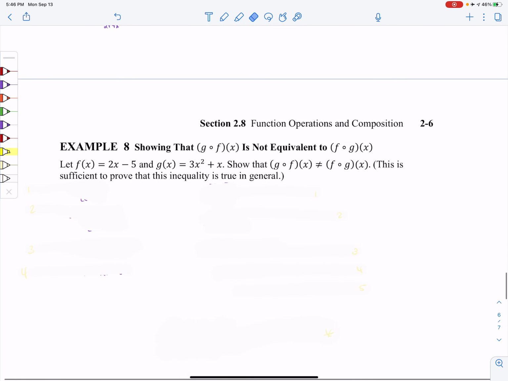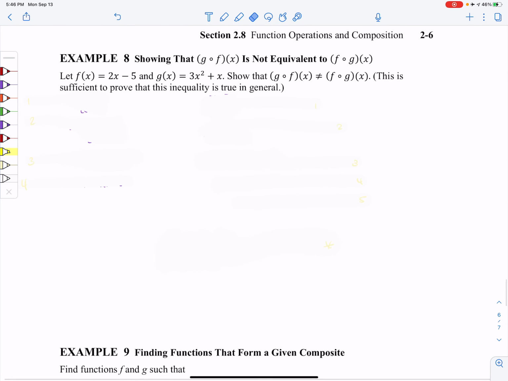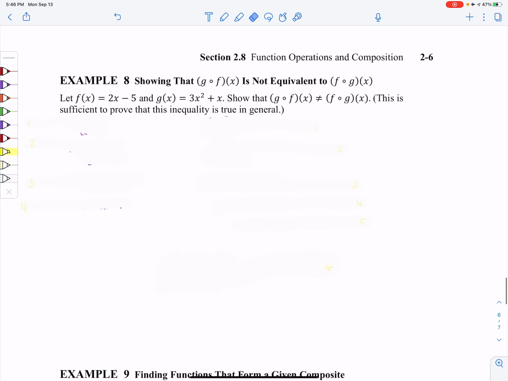All right, moving to example 8. This time the directions ask for something a little different. It says, show that g of f is not the same thing as f of g. Show that these two are not equal to each other. All right, so the first thing is, we've got to find both of these. We need to find g of f and we need to find f of g. So let's start with the first one. I went with f of g first. I have no idea why. I guess that's just the one I decided to do first.